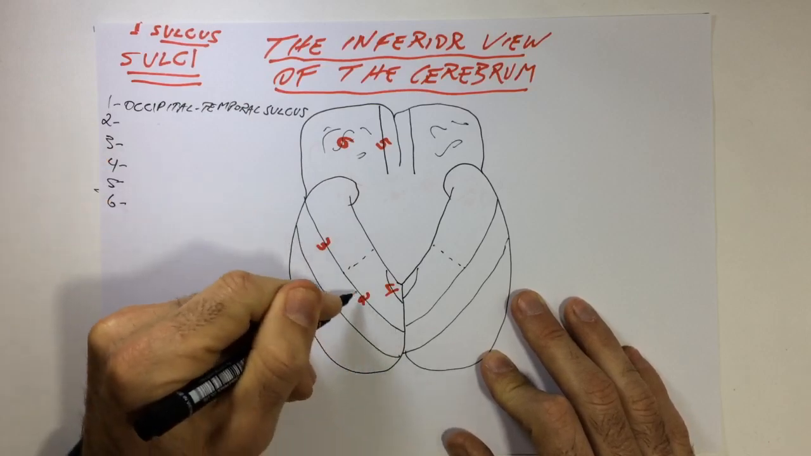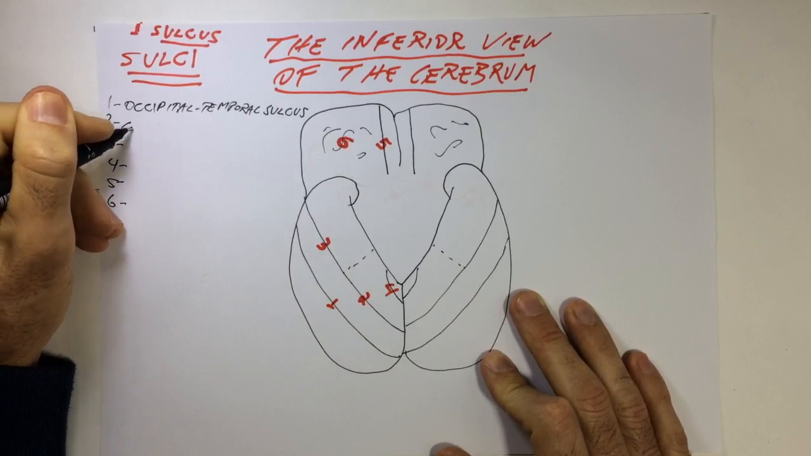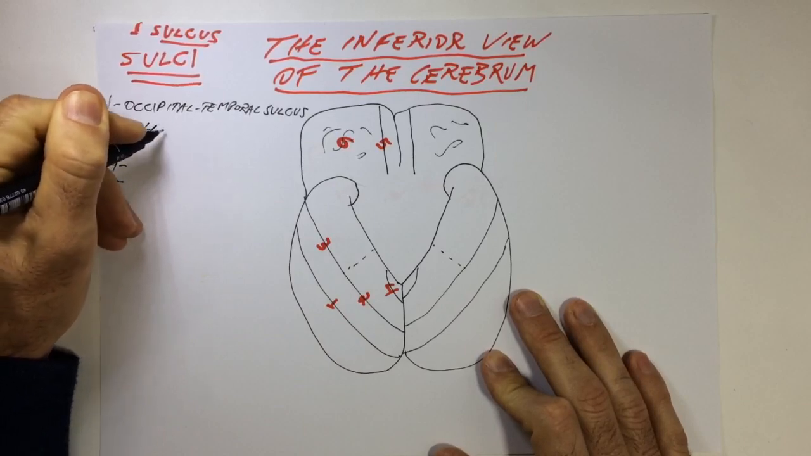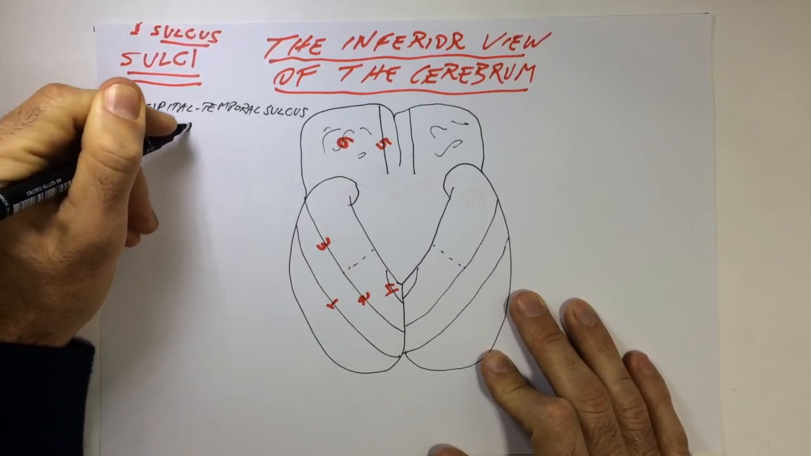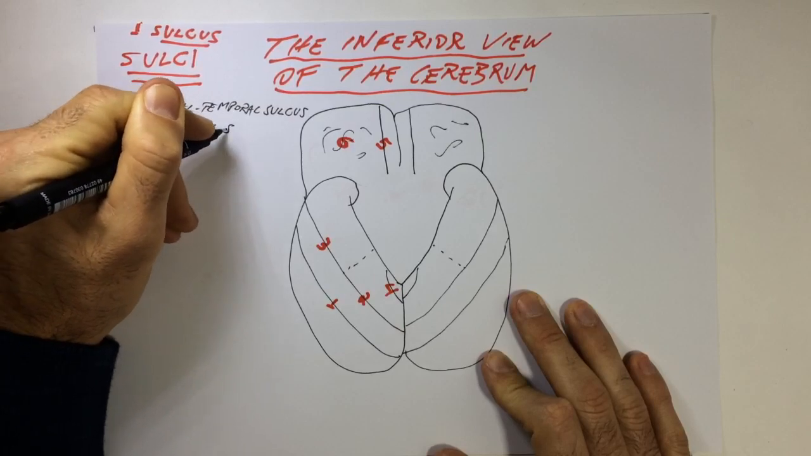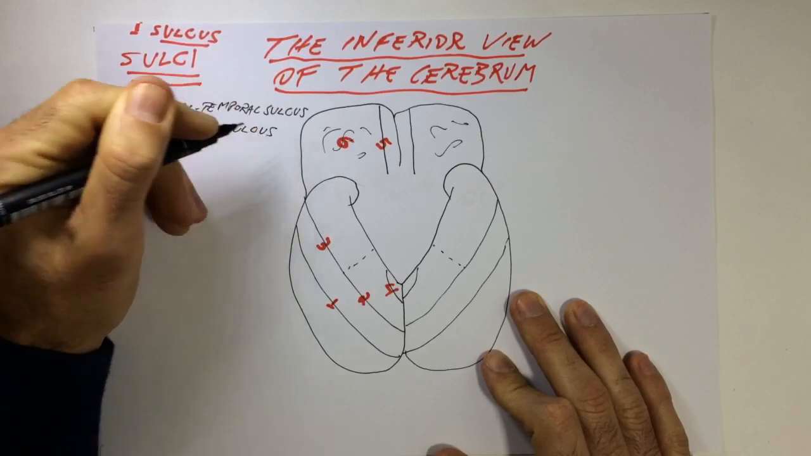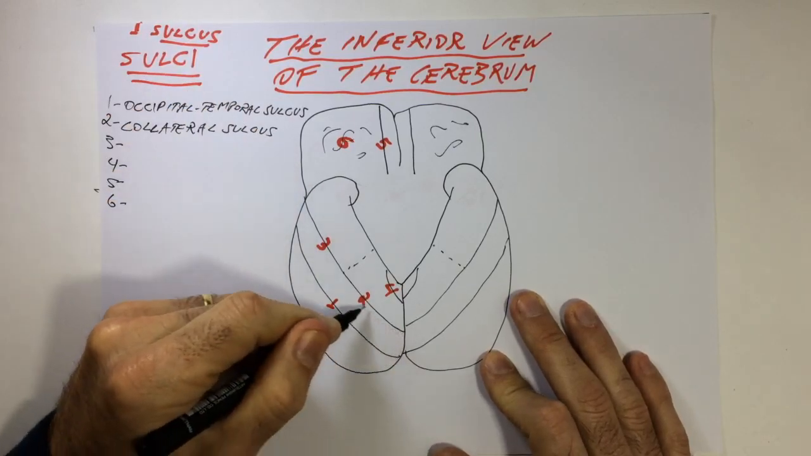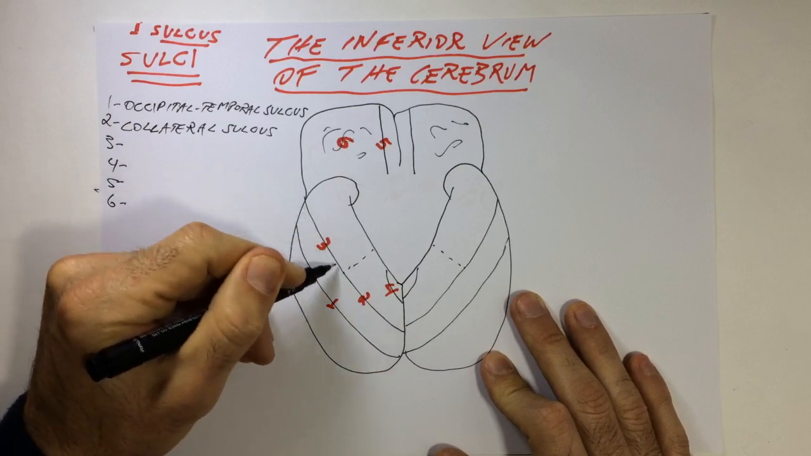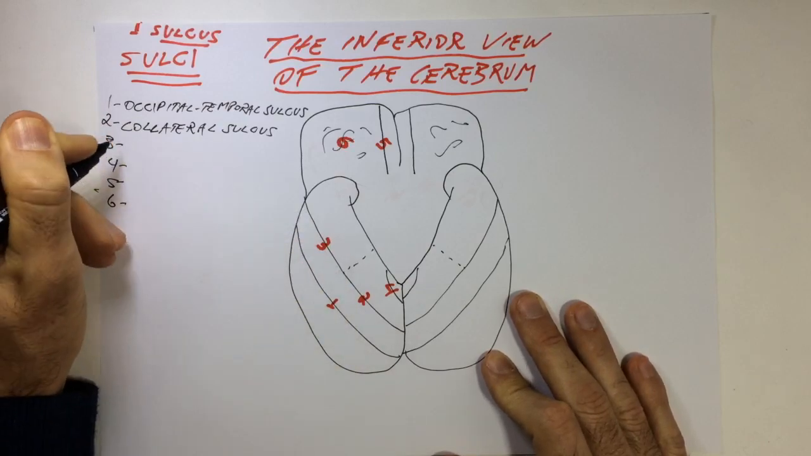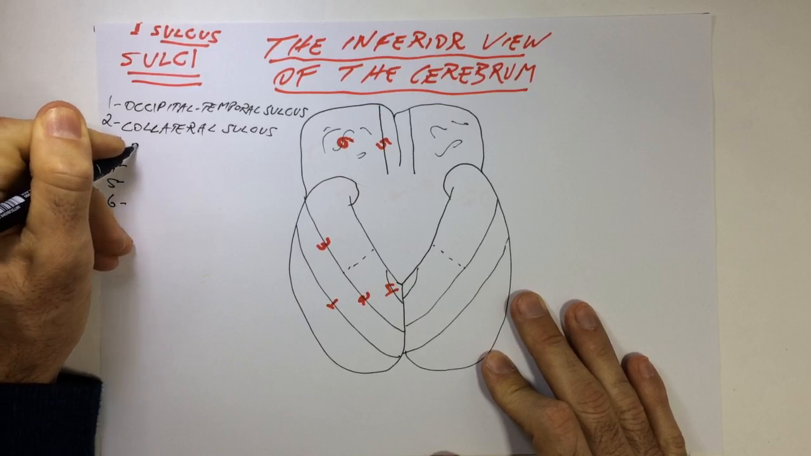Okay, this one here is called collateral sulcus. And the collateral sulcus becomes the rhinal sulcus. That is the number 3.